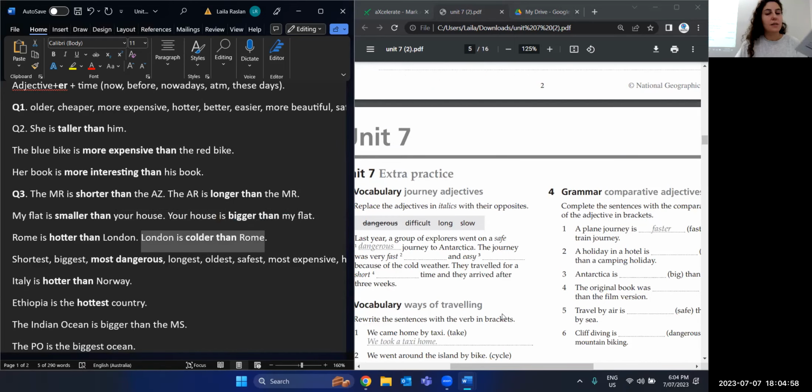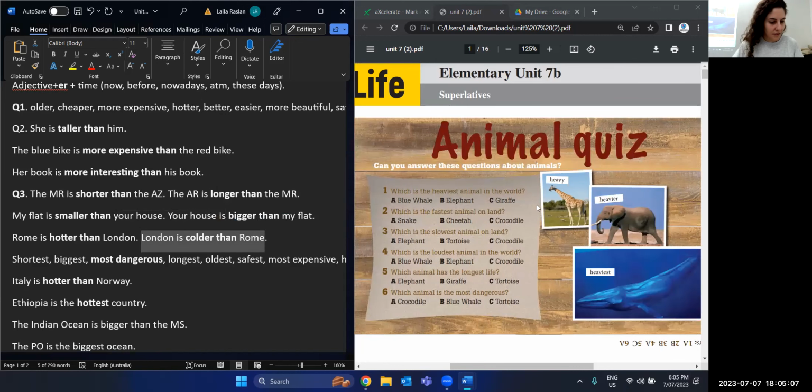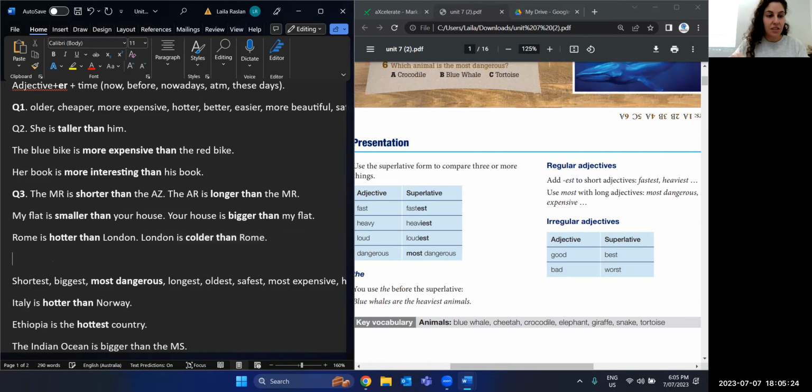And let's go to the next page, which is this one. Now we're going to look, I won't explain the rules because we did it all throughout the week. The superlative, we add the EST. Now we're going to compare not just one adjective to another, one noun to another noun, but to many. It's the fastest in the whole world. It's the heaviest in the whole group, the loudest in the whole place, the most dangerous in all the animals. So that's how we do this one.